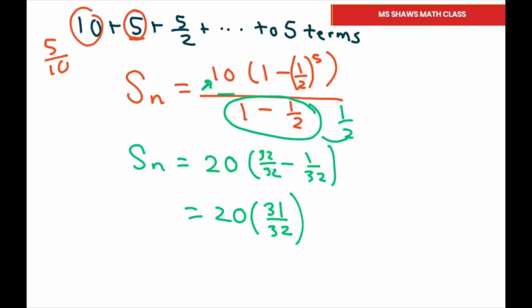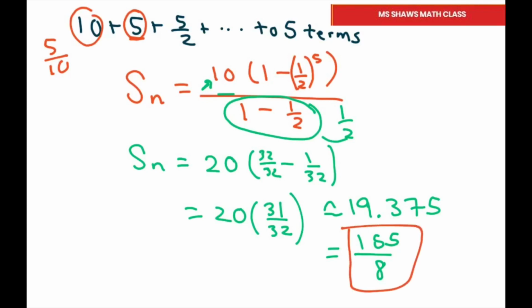And when you put that in the calculator, with the math inner, that would be approximately 19.375, and the exact value is 155 divided by 8. So it just depends on how they ask. If they ask you for the exact value, you have to give this. If they ask for the approximate value, you can leave it in decimal form.